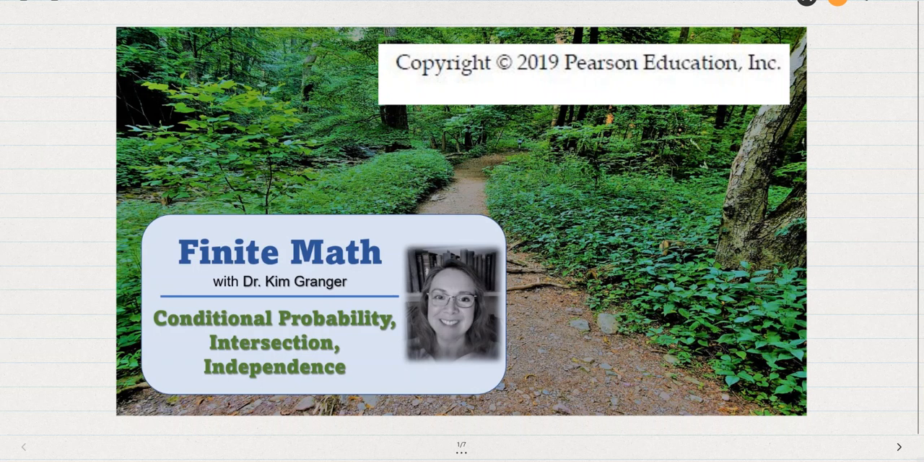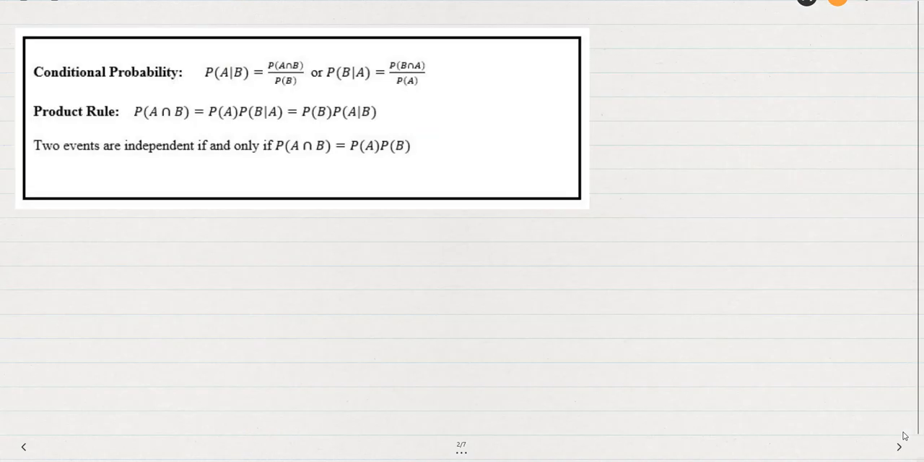We're continuing our study of probability for finite mathematics students, and in this video we will consider conditional probability, probability of an intersection, and what it means for events to be independent. To start with, conditional probability is read the probability of A given B. And what that means is the probability that event A occurs if you already know that B has occurred.